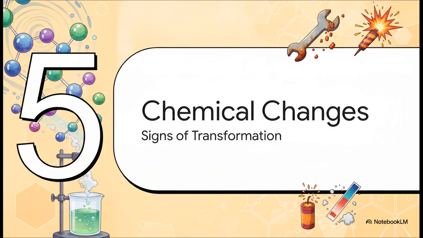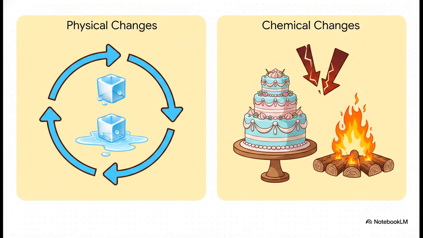Section 5. Identifying chemical changes. The signs of transformation. Let's put these head-to-head for a second to firmly establish the difference. With physical properties, changes happen without altering the material's identity, and a big takeaway here is that they're usually reversible. You melt ice, you can easily just freeze it again. But chemical changes involve reactions that create entirely new substances, and they are usually highly irreversible. Once you burn a piece of wood or bake a cake, there's absolutely no going back.